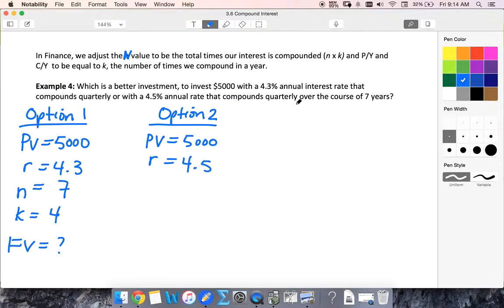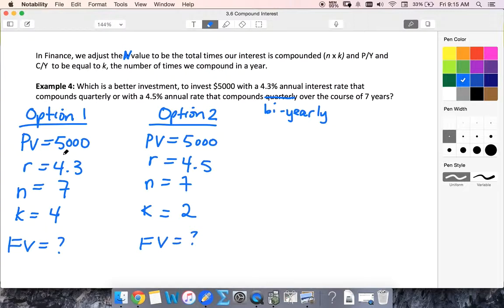Well, obviously this one's going to be better. This wasn't supposed to say quarterly. So let's make this one compounds bi-yearly. So that means twice a year. So we've still got a course of 7 years. K is going to be 2 for bi-yearly. So I'm doing it twice a year. And our future value we don't know.